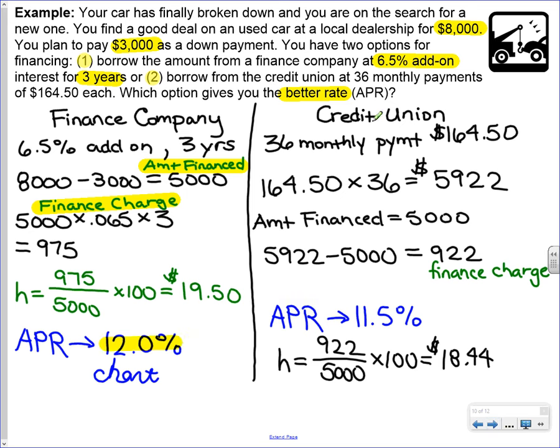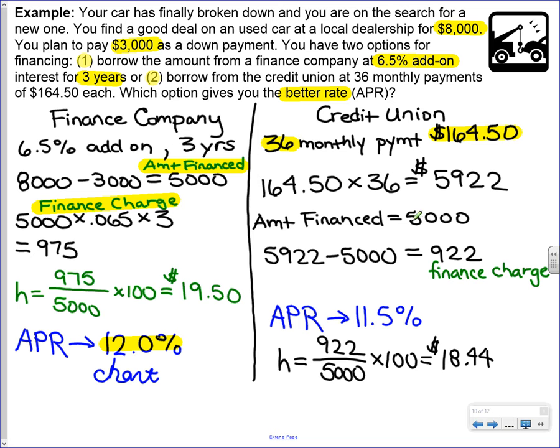Now the credit union has 36 monthly payments of 164.50. Usually when we find the amount financed and the finance charge, we've done it in the way above, but this one is set up a little differently, where it actually tells us what our monthly payments are going to be. So if I multiply my monthly payment times the number of months I pay it, that lets me know how much money I'm actually paying for this car on this loan. So 164.50 times 36 gives me 5,922.